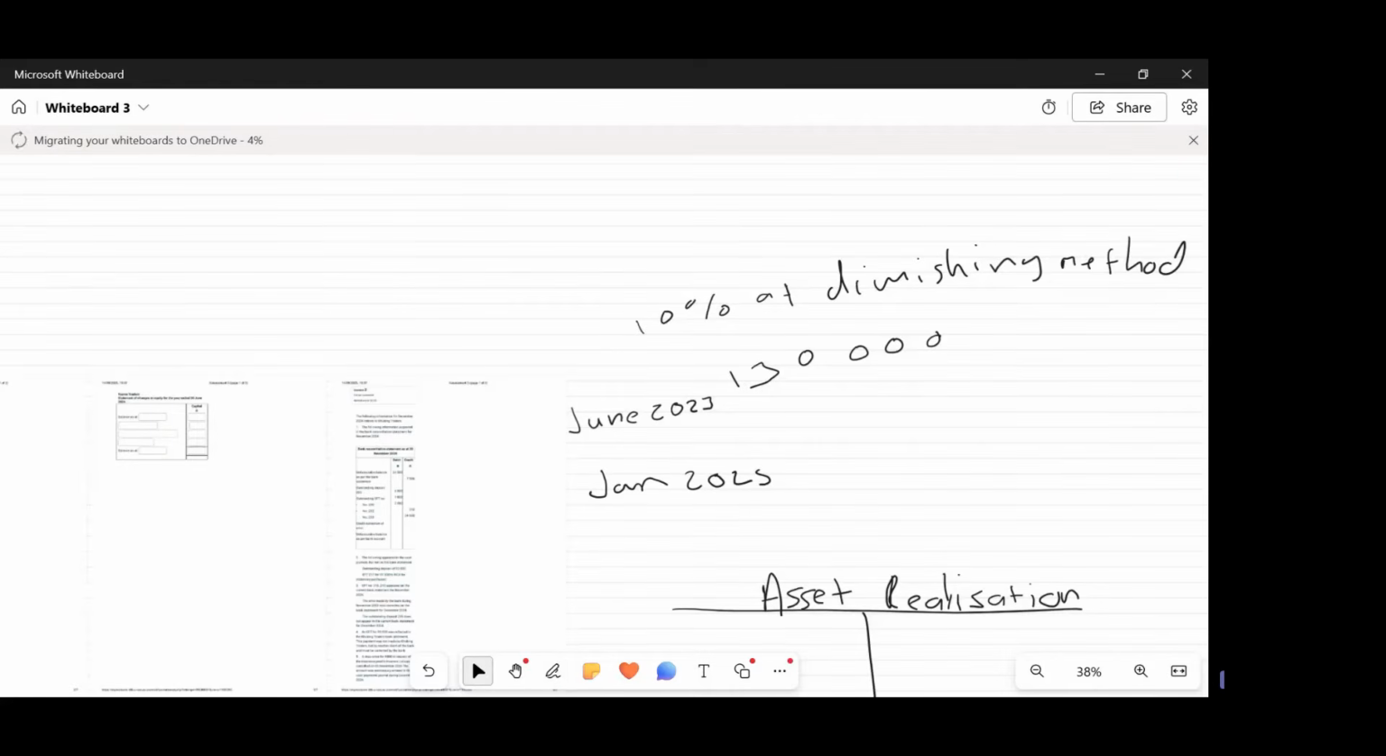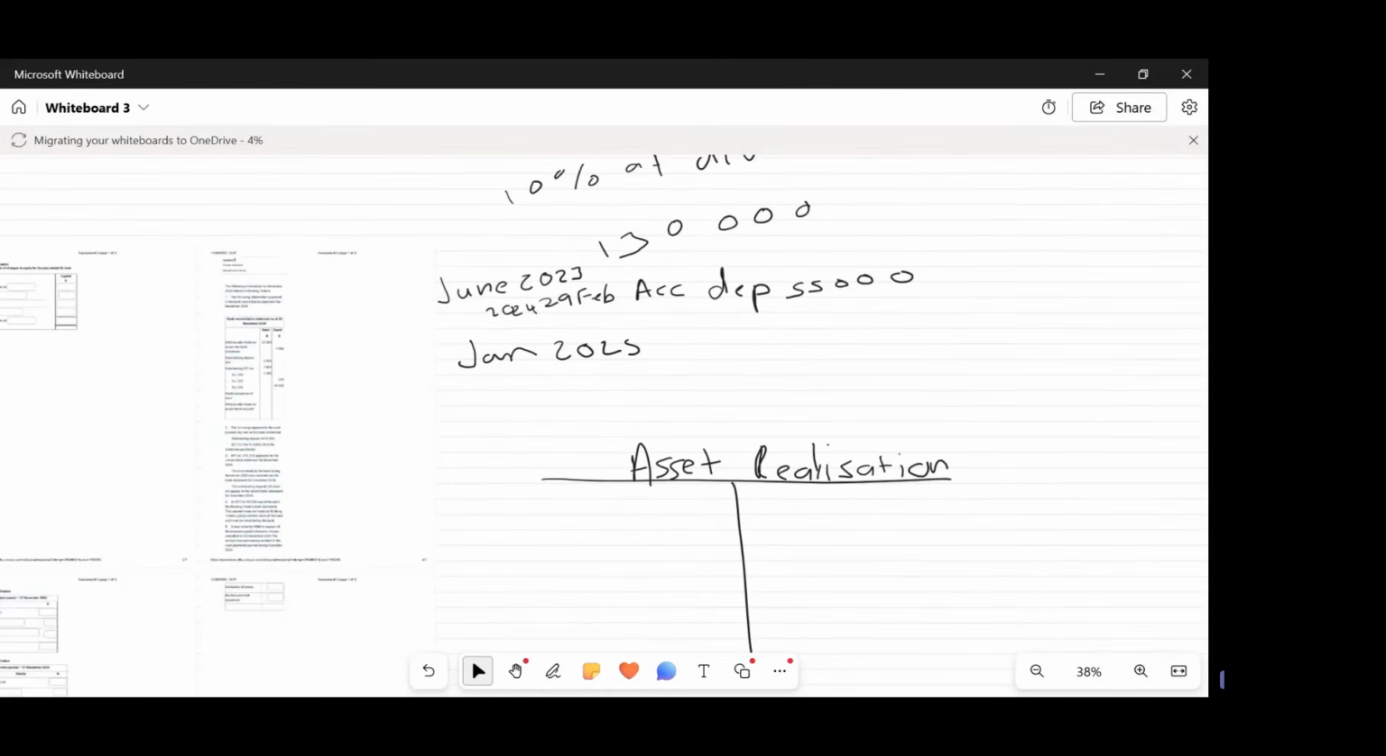2025. And then the accumulated depreciation on this asset, let's say our financial year starts on 1 March, so on 29 February 2024, the accumulated depreciation was 55,000. Okay. So how do you deal with this transaction? What's the first thing that you do?